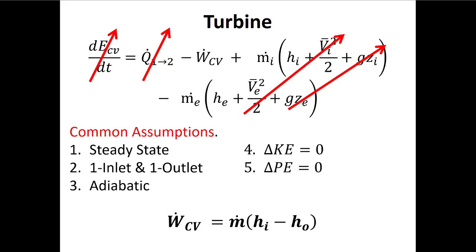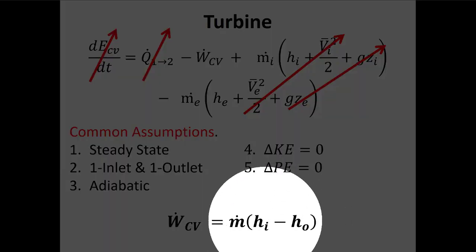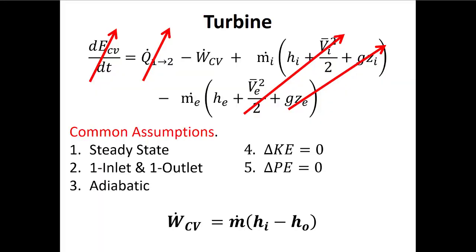Because this is a turbine, it produces power, right? So work out is positive. So I would expect this term to be positive. So H in should be bigger than H out. So I have higher energy fluid coming in and a lower energy fluid going out.